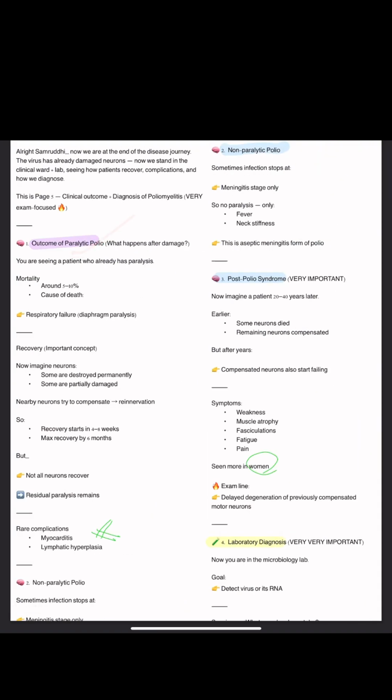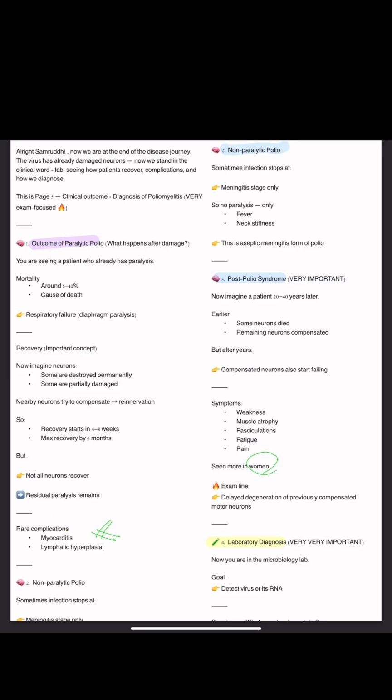Now let us see the outcome of paralytic polio. Mortality is around 5 to 10%. Respiratory failure from diaphragm paralysis is the cause of death. For recovery, some neurons are destroyed permanently, some are partially damaged. Nearby neurons try to compensate by regeneration, by sprout formation. Recovery starts in a month or 2 months, with maximum recovery by 6 months. But not all neurons recover. Residual paralysis remains. Rare complications are myocarditis and lymphatic hyperplasia.